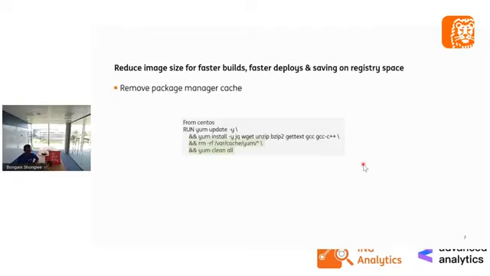The next thing to do is remove any package manager cache. Once you do an install, make sure you clear your package manager cache, because otherwise it will remain there through the life of your Docker image. So it's good to remove it there.